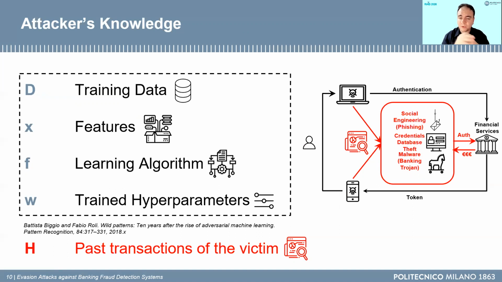In particular, in our approach, the adversary just needs to observe 1 month of target victim transactions, which in our dataset corresponds to observing on average 20 transactions per victim. In a real case, an attacker can simply retrieve this information by infecting the victim with a banking trojan. In summary, the attacker's knowledge is basically identified by all these elements.